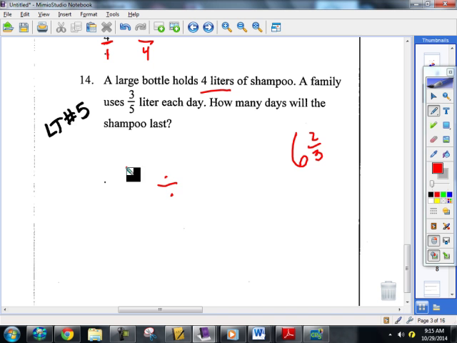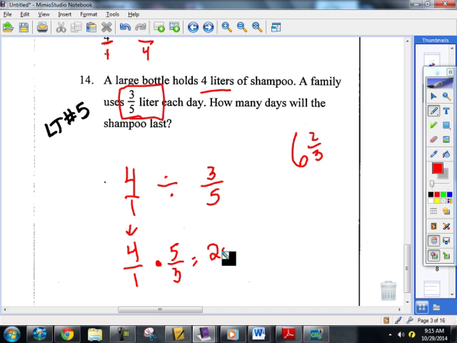So it's 4 liters divided by my 3/5. The 3/5 liters is just the group size, or the amount that's used each day. Right, everyone? All right, so let's make this in fraction form. Now we just do the algorithm. 4 over 1, divide becomes multiply, and then we can do 5 over 3, and we get 20 over 3. When we turn it into a mixed number, 3 goes into 20 6 times. We get a remainder of 2, 6 and 2/3. There's the work I would need to see.